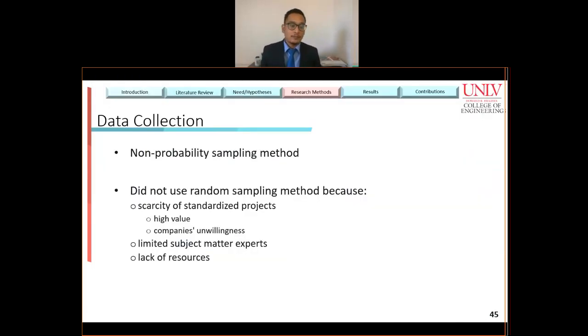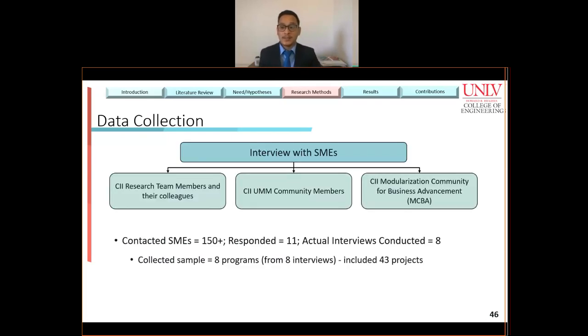So moving on to data collection. I employed a non-probability sampling method and did not use random sampling, firstly because of the scarcity of standardized projects, which I have discussed previously. This makes the data collected of high value, and sometimes companies are not willing to share information because the standardization strategy has value. Also, because of the limited subject matter experts in this field, as well as the lack of resources in terms of time and workforce. Talking about data collection, I collected data from the following three sources: the CII research team, which I was also a part of, CII UMM community members, upstream midstream mining community members, and the CII modularization community for business advancement.